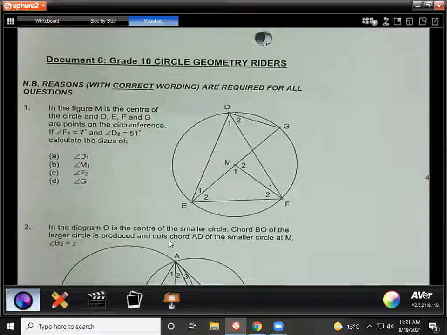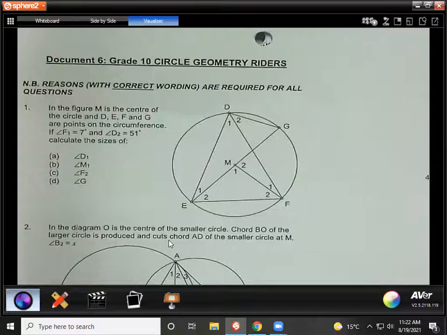Guys, a rider is like a question that has all the... I don't really know why they're called riders. I don't know where that word comes from. It's just in all the headings. So with geometry, riders are just like mixed examples. It's in the heading of the thing.